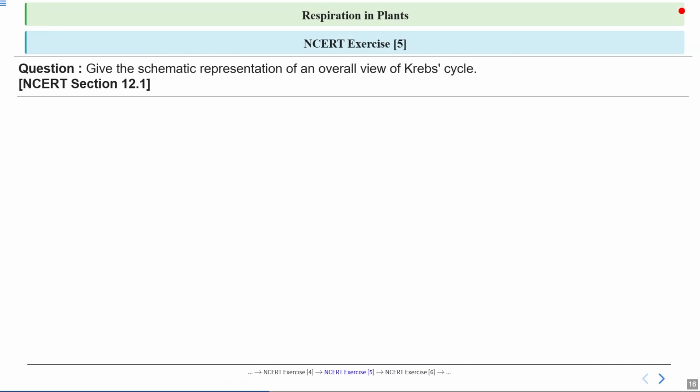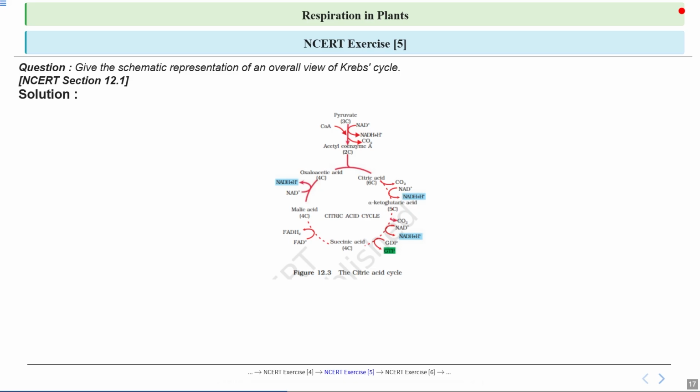Now let us look at the next question. Give the schematic representation of an overall view of the Krebs cycle. So here in the solution, we can see the Krebs cycle, or the citric acid cycle. In this step, the pyruvate is first converted to acetyl coenzyme A by oxidative decarboxylation.